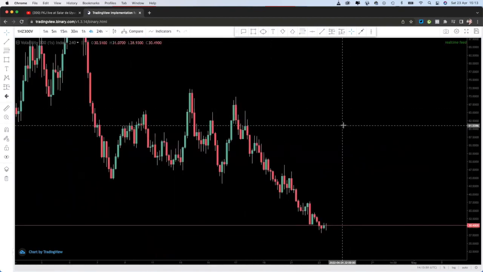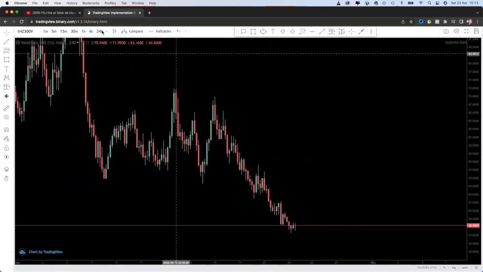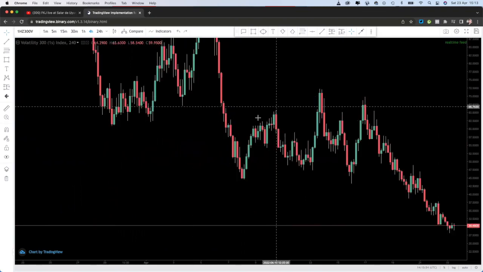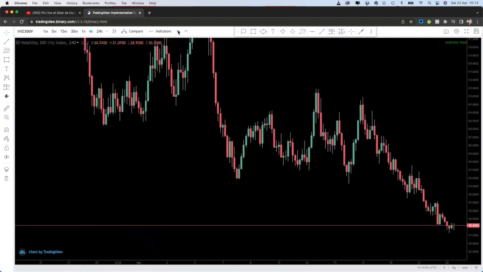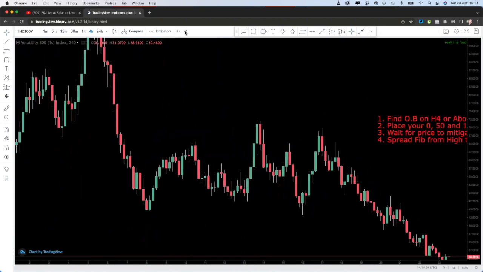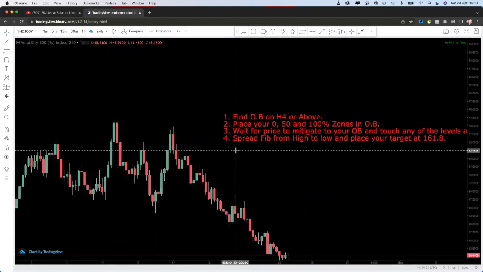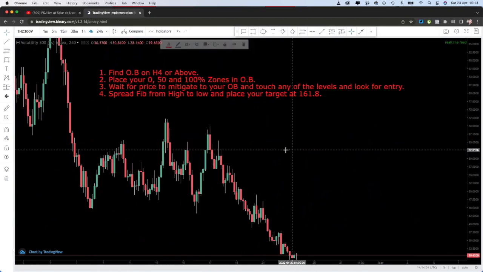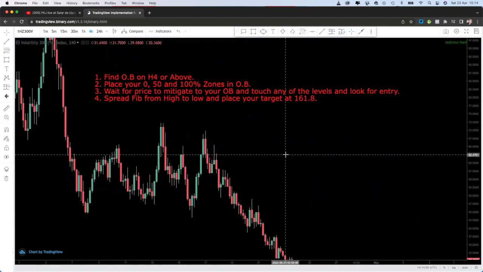Now let me put that back in, that way we can follow along correctly with the text there. Number one is find an order block on H4 or above.